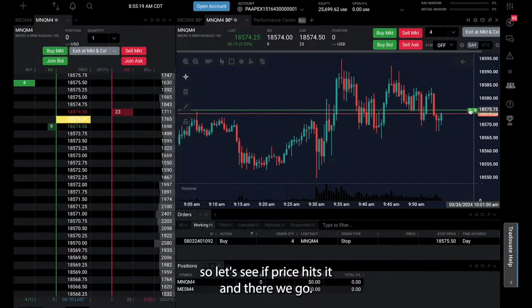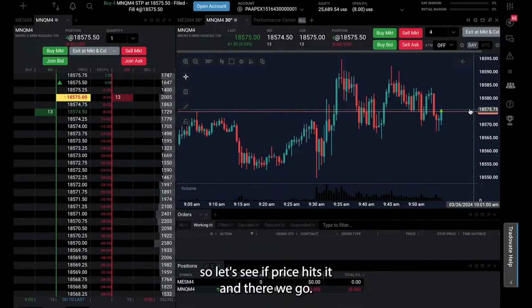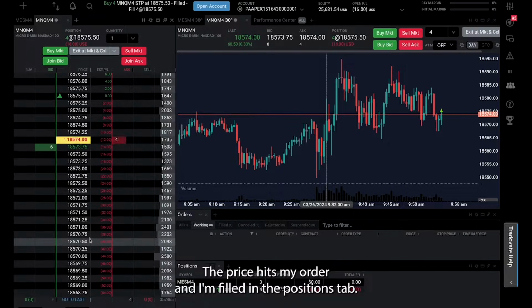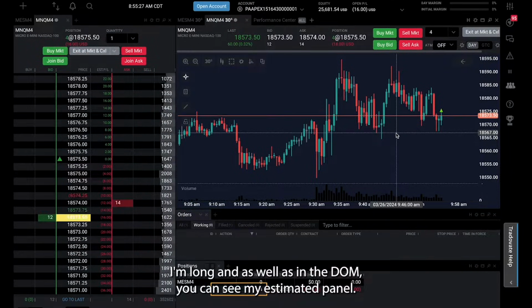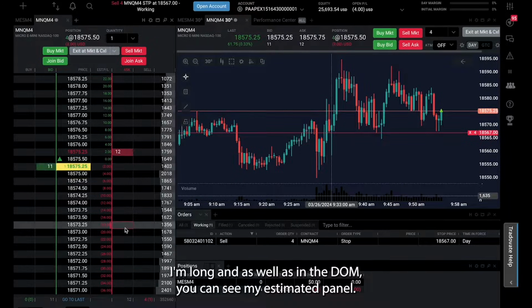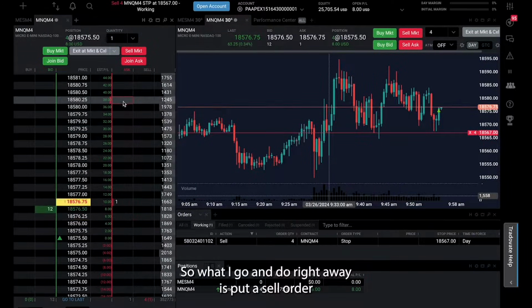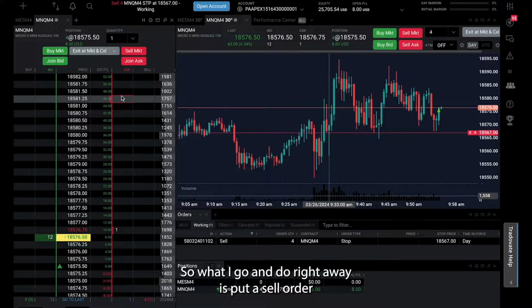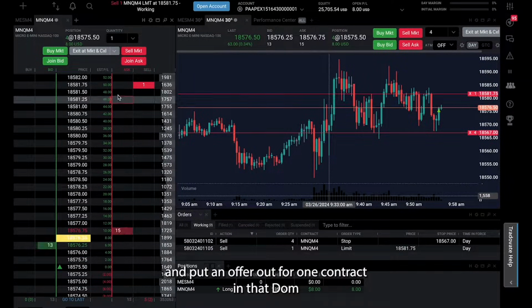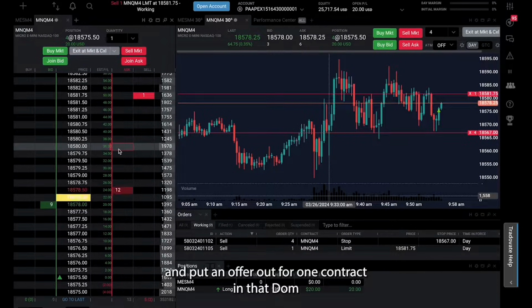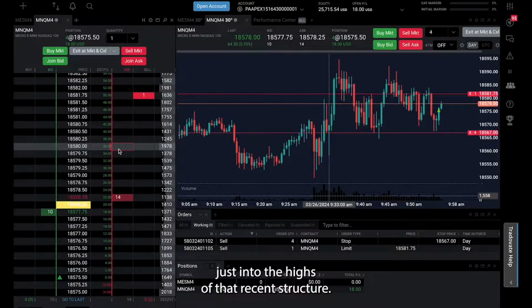Let's see if price hits it, and there we go. The price hits my order and I'm filled in the positions tab. You can see that I'm long, and in the DOM you can see my estimated P&L. What I do right away is put a sell stop order for 4 contracts right underneath that structure, and put an offer out for 1 contract in the DOM just into the highs of that recent structure.